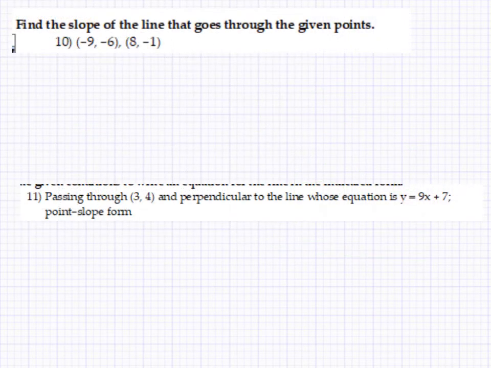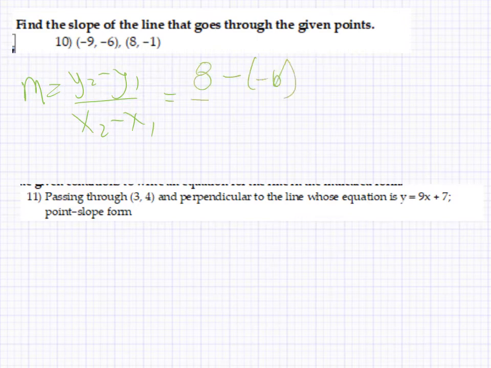Here we have some more line questions. In this case, first, the slope of the line. That's a very easy one. We have our formula for slope, which is y2 minus y1 over x2 minus x1. So we'll have 8 minus -6 over -1 minus -9. So just make sure that you're subtracting negatives appropriately.